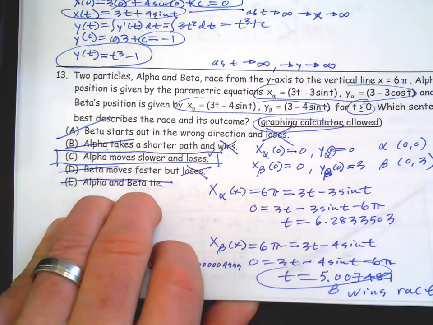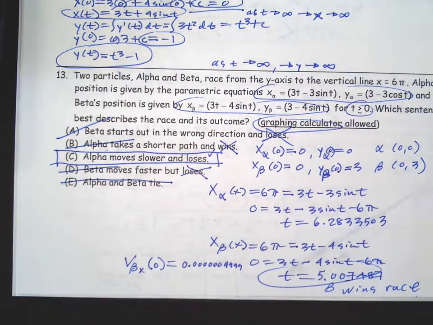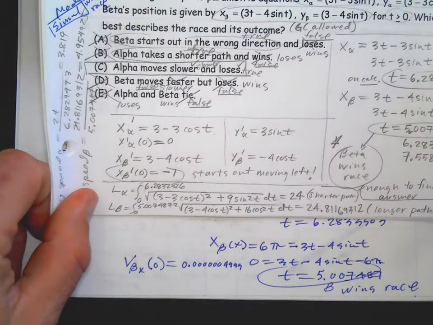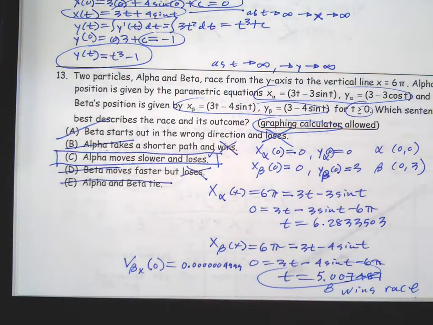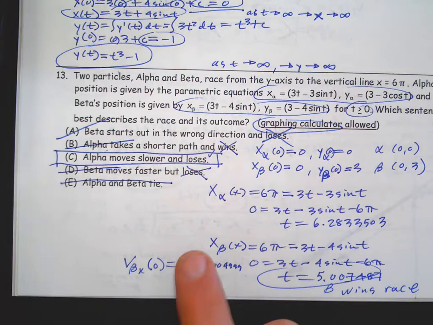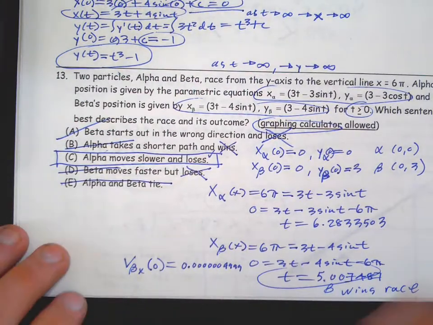It's interesting if you find the length. I did this. Beta does take a slightly longer path to get there because it does kind of go backwards a little bit at the beginning. Maybe not right at time 0, but at some point beta goes backwards.